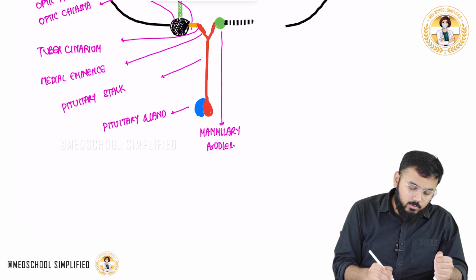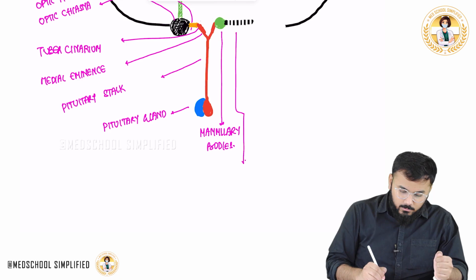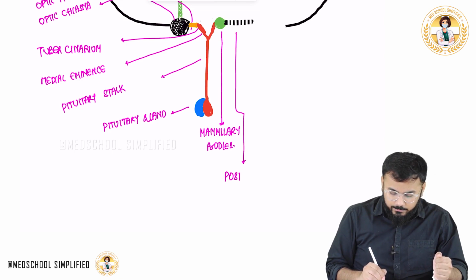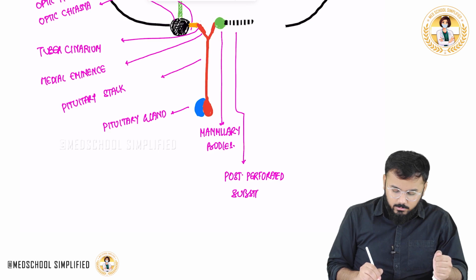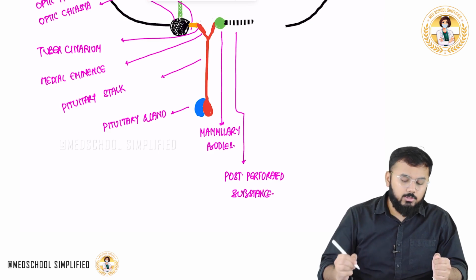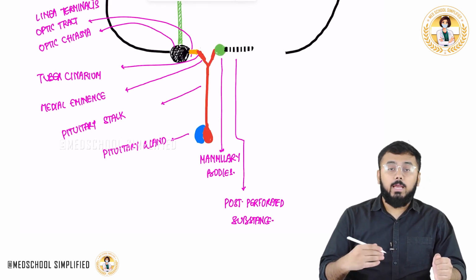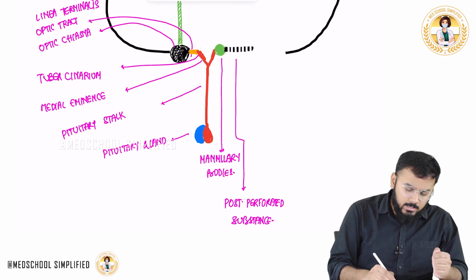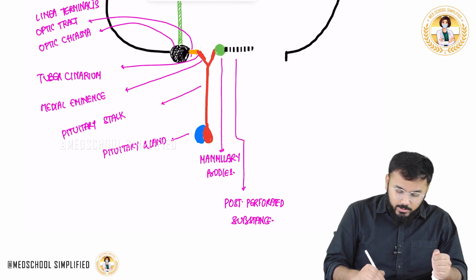So, these gaps over here are called your posterior perforated substance. This is called a posterior perforated substance. Now, it is just behind the posterior perforated substance.